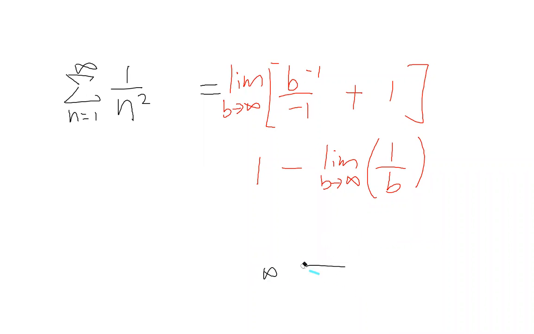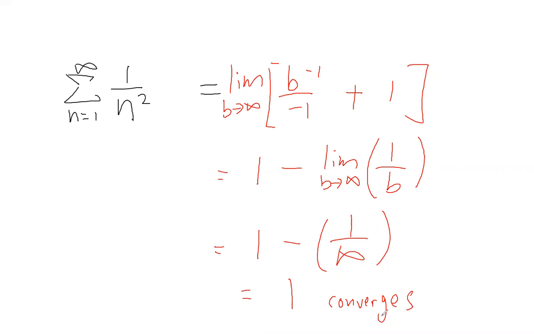So when b approaches infinity, I have to substitute infinity here, 1 over infinity, and what are we going to get? We get 0, right? 1 divided by something very, very big approaches 0. So just 1 minus 0, in the end we got 1, and this is our final answer. So the integral converges, and so for this series, it also converges.